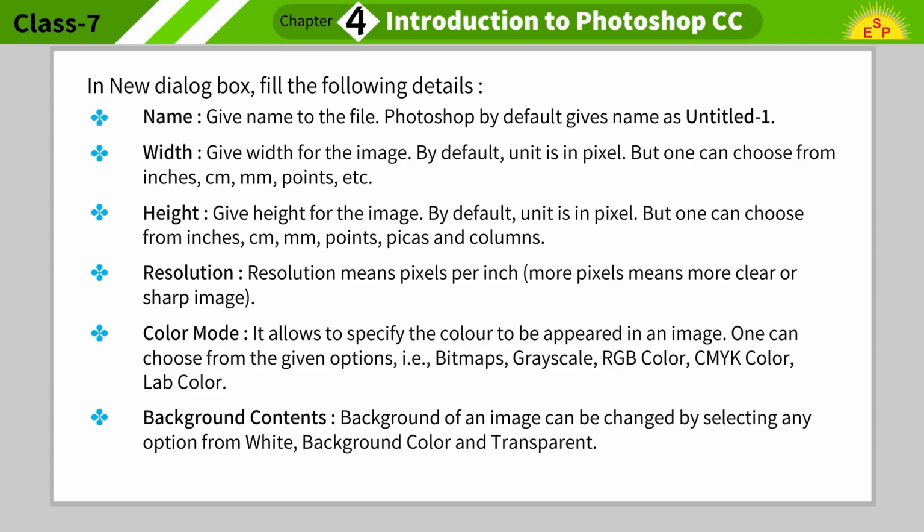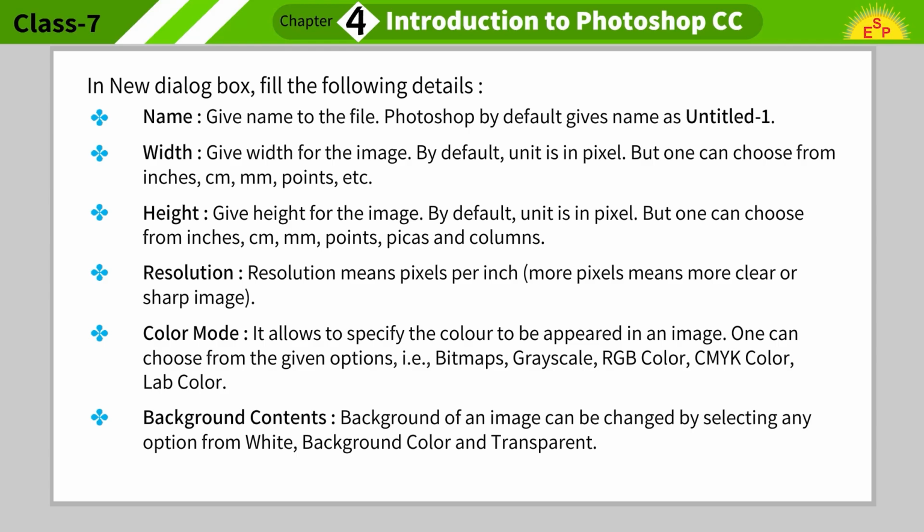By default, the unit is pixel, but one can choose from inches, cm, mm, points, picas and columns. Resolution. Resolution means pixels per inch. More pixels means a clearer or sharper image.